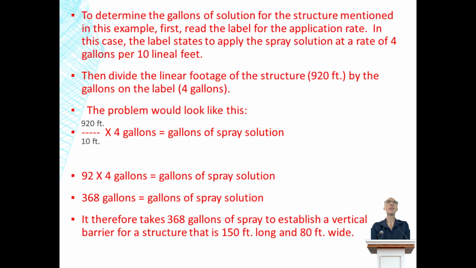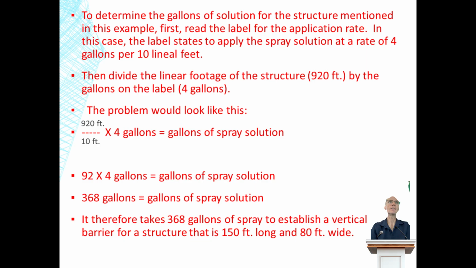To determine the gallons of solution for the structure mentioned in this example, first, read the label for the application rate. In this case, the label states to apply solution at a rate of 4 gallons per 10 lineal feet. Then, divide the linear footage of the structure, 920, by the gallons on the label, 4 gallons. The problem would look like this: 920 divided by 10 times 4 gallons equaling gallons of spray solution.